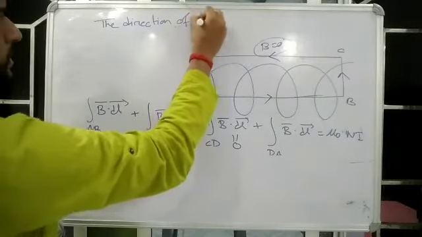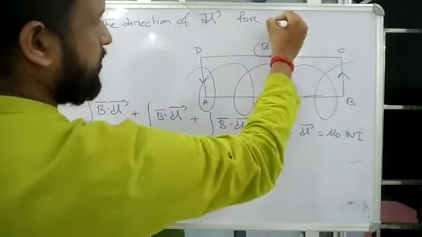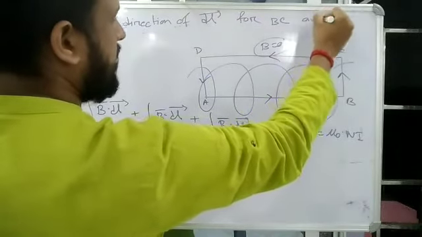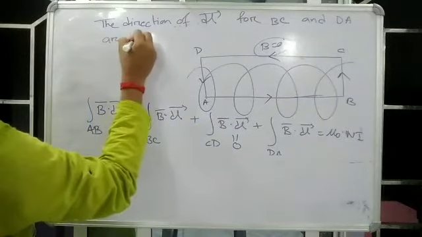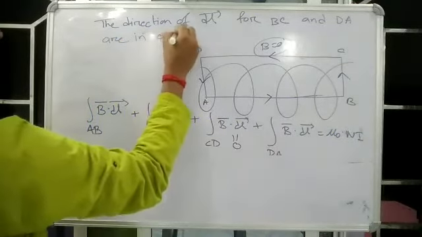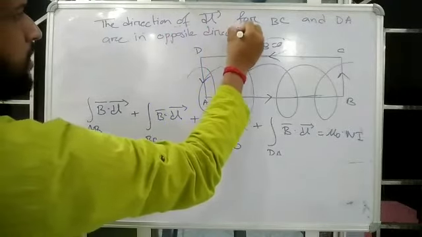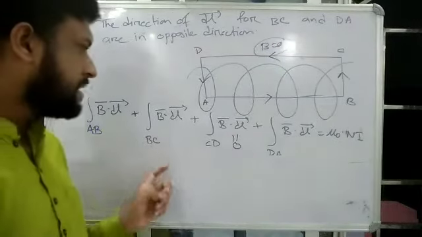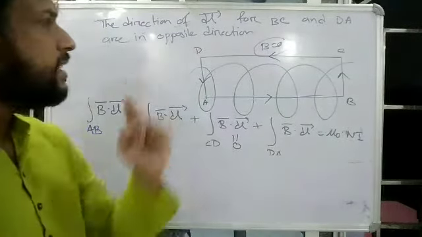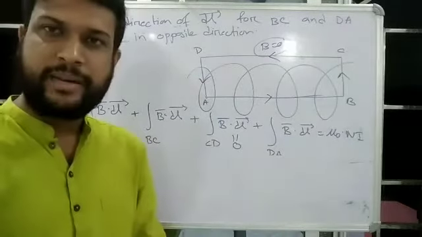The direction of dl vector for BC and DA are in opposite direction, isn't it? So for the parts BC and DA, the dl vectors are in opposite direction. It is clearly visible from the diagram.